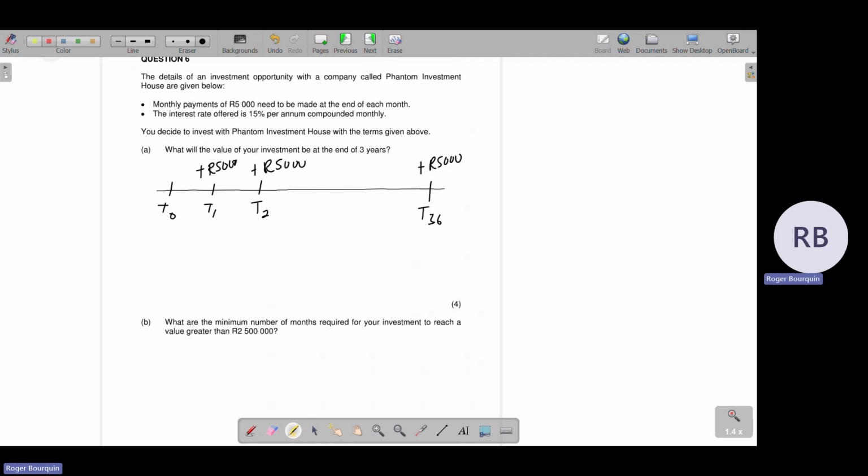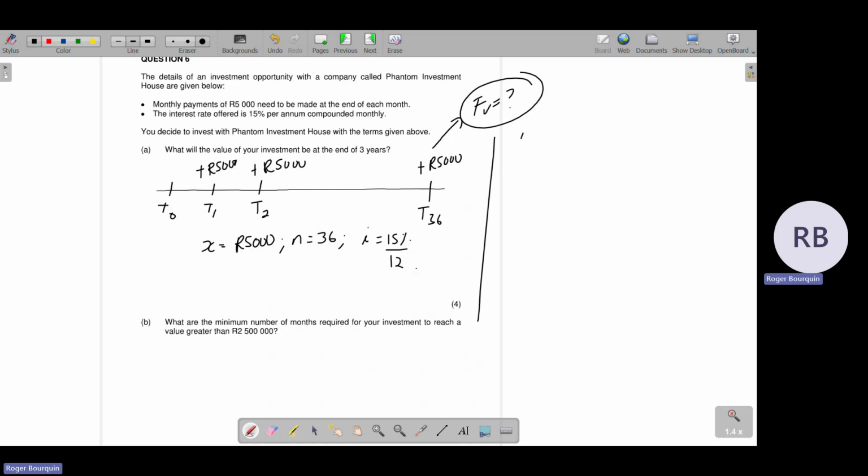So what are we looking for? The future value. So it's a future value annuity. We want to know what's happening on the right-hand side of this question. So in this formula, what do we know? X is 5,000. N is equal to the number of payments, which is 36. The interest rate is what? 15% over 12. So we're going to plug it into this formula. F is equal to X double bracket 1 plus I to the N minus 1, all over I.